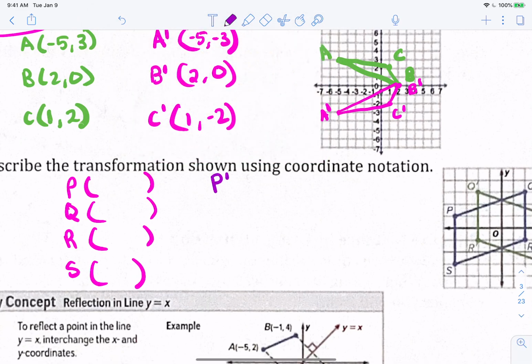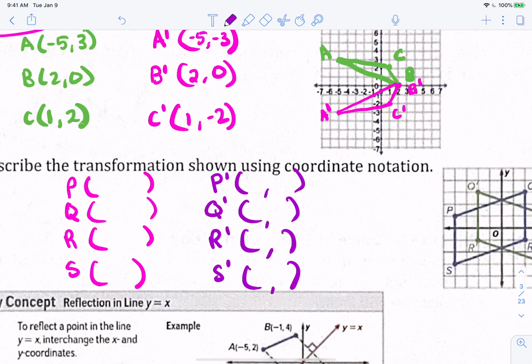We're going to do P prime, Q prime, R prime, S prime. All right, so label these on your sheet. We're going to find out where those coordinate points are by looking at the graph.